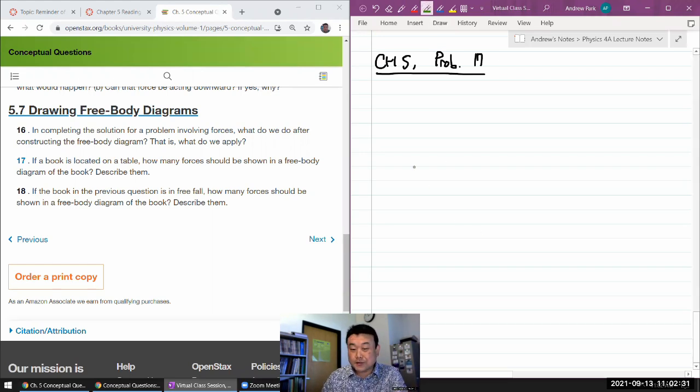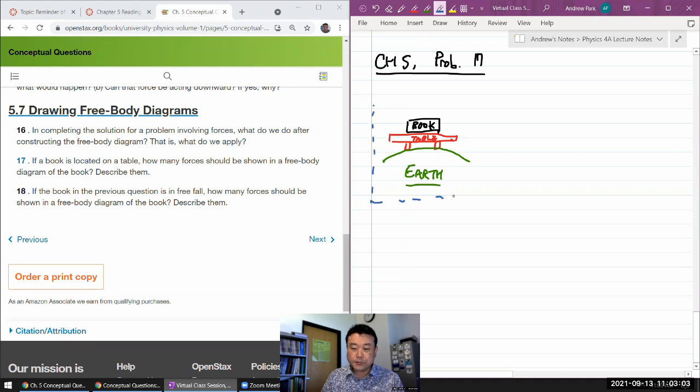So if a book is on a table, okay, so I have a table, and I have a book on top of it. Well, the table isn't floating out in space. It must be resting on something. It must be resting on Earth. So this is potentially a system of three objects: book, table, and Earth. And this gives you lots of interesting things to consider.